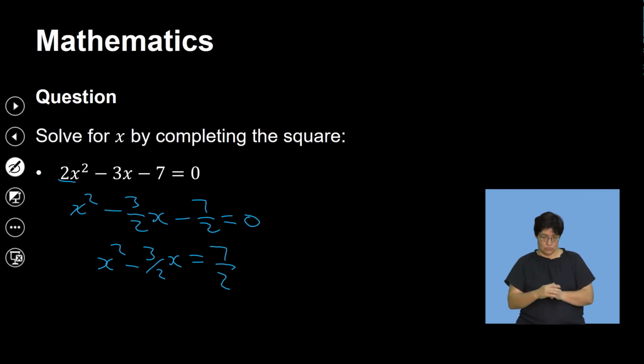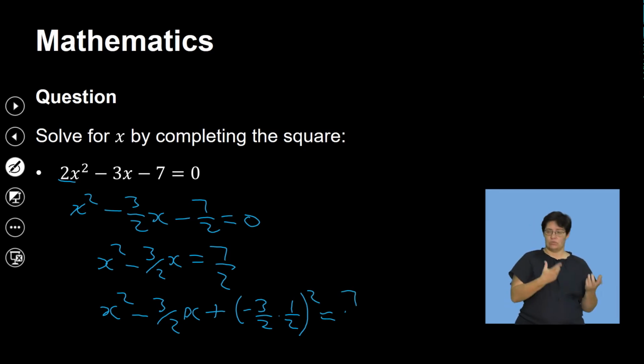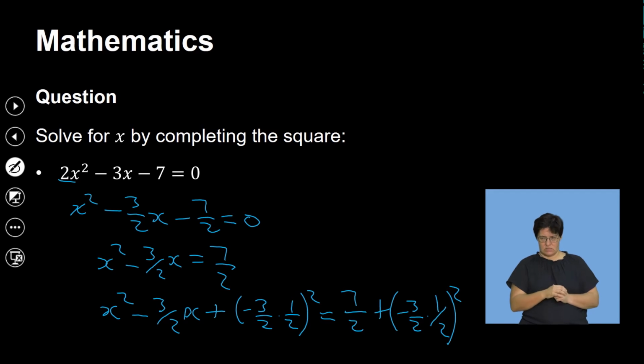And then you apply what makes the completing the square. x squared minus 3 over 2x plus negative 3 over 2 multiplied by 1 over 2 all squared. What you do on the left, you must do on the right. So it's 7 over 2 plus negative 3 over 2 by 1 over 2 all squared. Then let me quickly look at what I have here, and then I will simplify it on the next page.